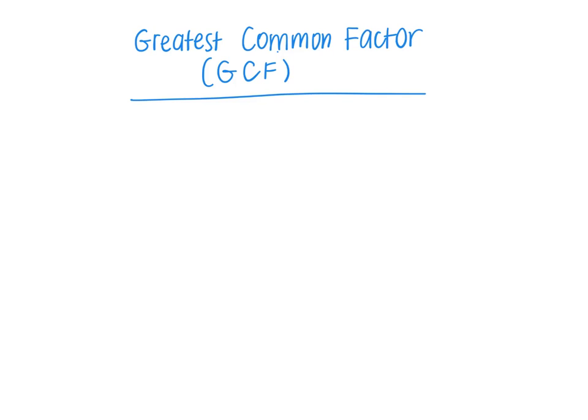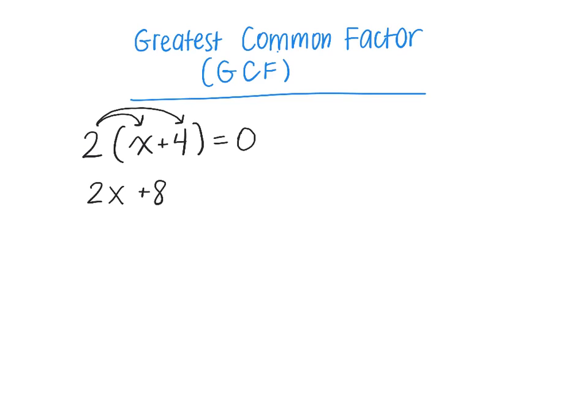A lot of us have probably heard of Greatest Common Factor before, but today we might think about it in a new way. If we looked at the equation 2 times x plus 4 equals 0, and your teacher asked you to simplify, what a lot of you might say is that we should distribute. We distribute our 2 to the x and our 2 to the 4, and we would see that 2x plus 8 equals 0.